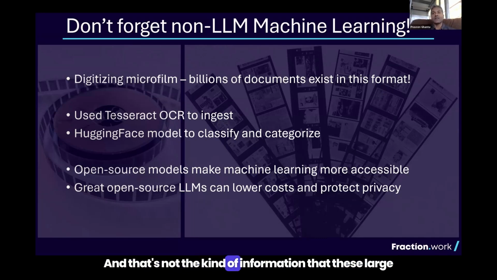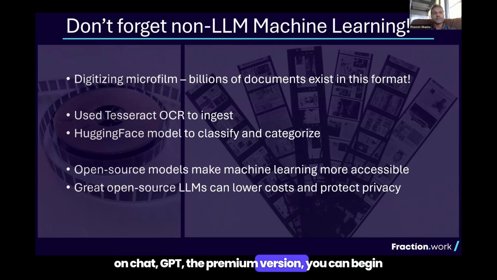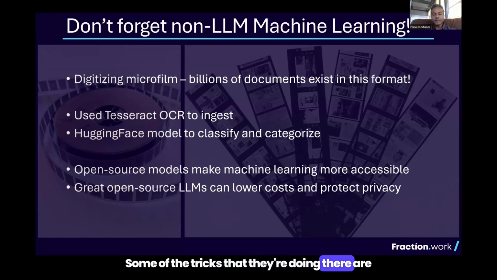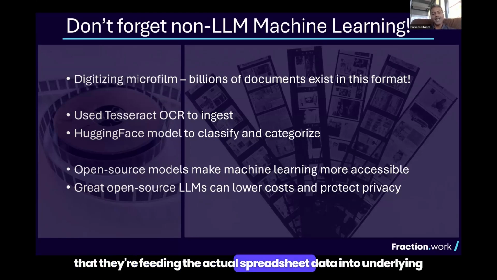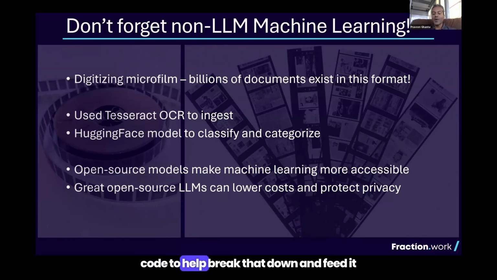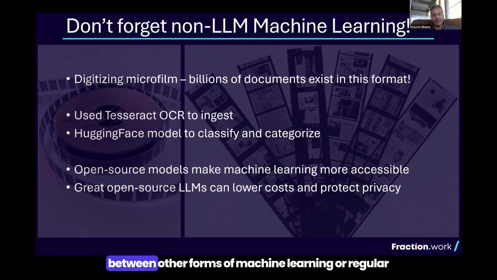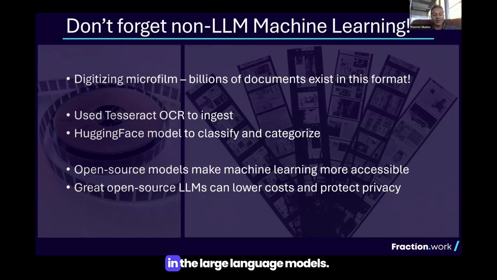That's not the kind of information that these large language models were trained on in terms of being able to make sense of it. If you've ever tried this on ChatGPT, the premium version, you can now work with spreadsheets. Some of the tricks they're doing there are feeding the actual spreadsheet data into underlying code to help break that down and feed it back into the large language model in a way that it will do a better job of answering. So sometimes you have a symbiosis between other forms of machine learning, or regular code, and the large language models.